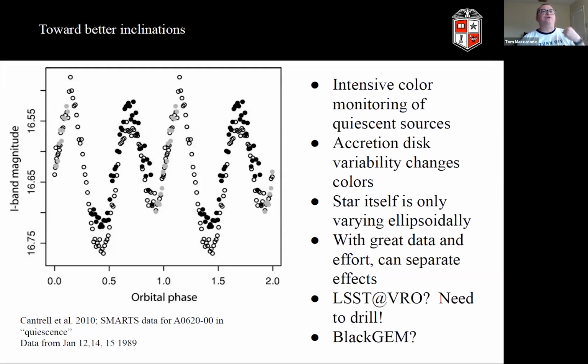So how are we going to do this for more X-ray binaries going forward? So LSST will get tons of data on these systems, but I think one of the problems is that their cadence is typically about once every 3 days. And these 3 different plots overlaid on one another here are from January 12, 14, and 15 of 1989.